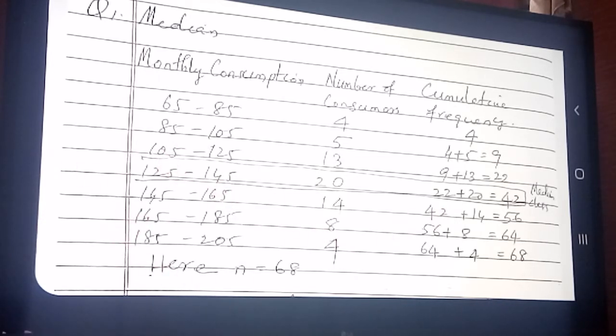The median means what? The middlemost value when we arrange the observations in ascending or descending order. The total frequency is 68 here, so find the n by 2th frequency. 68 by 2, how much is coming? 34. Where 34 lies, you find from the cumulative frequency.